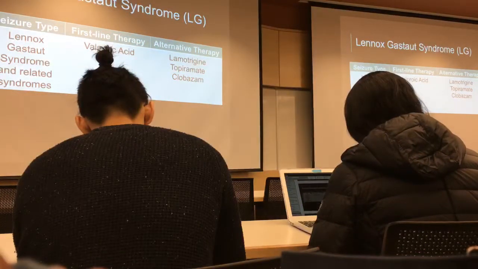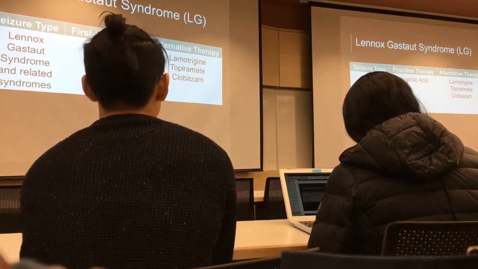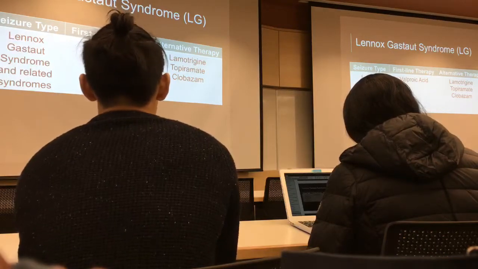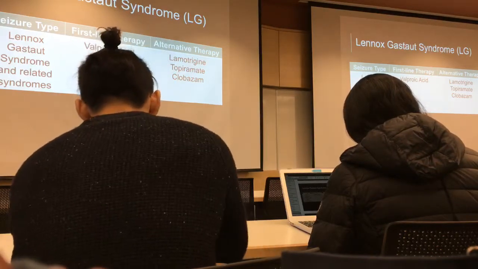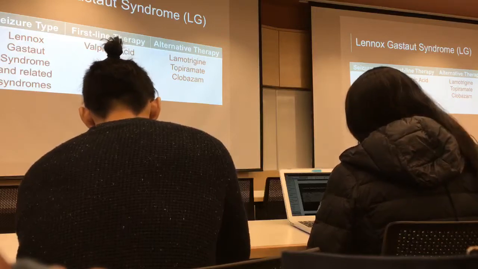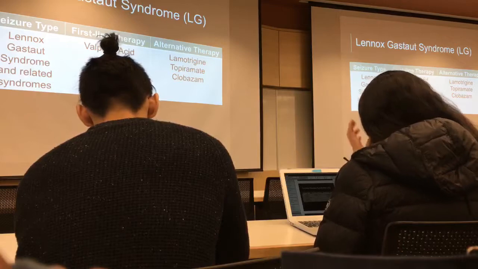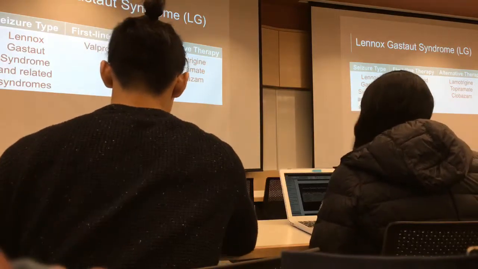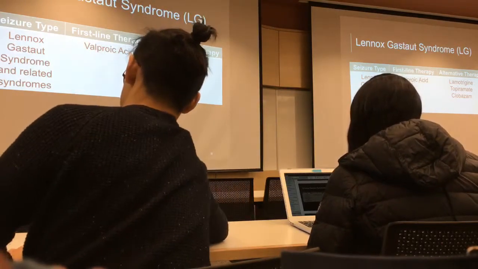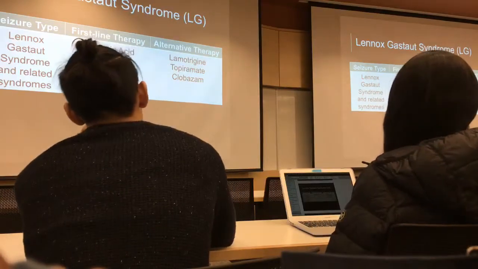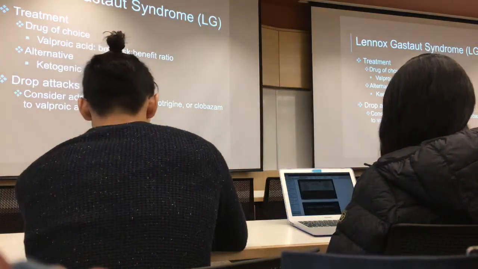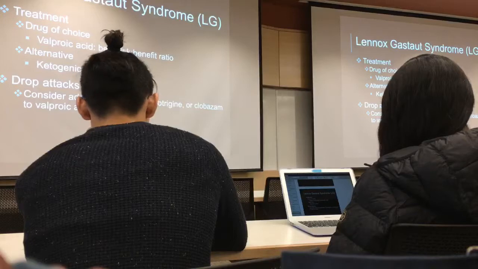So LG is very similar to JME that we just talked about. Valproic acid really does help for all 5 types of seizures. So it's really indicated for all 5 types of seizures, hence why valproic acid is listed here as a choice. And then you have alternative therapy. So as a drug of choice, valproic acid is preferred.